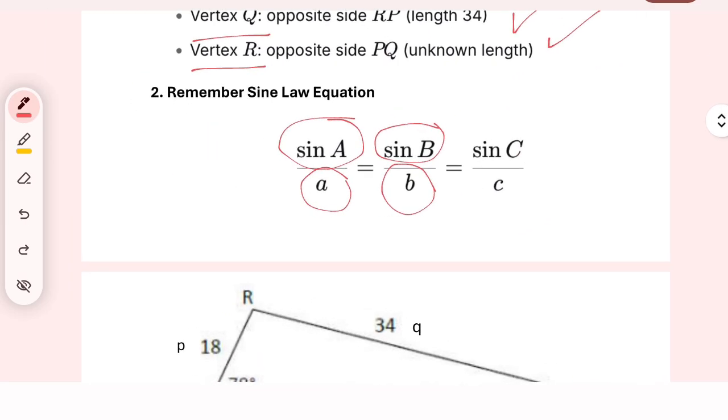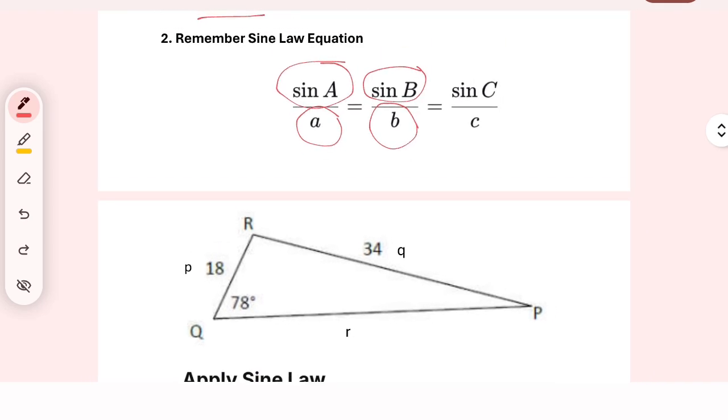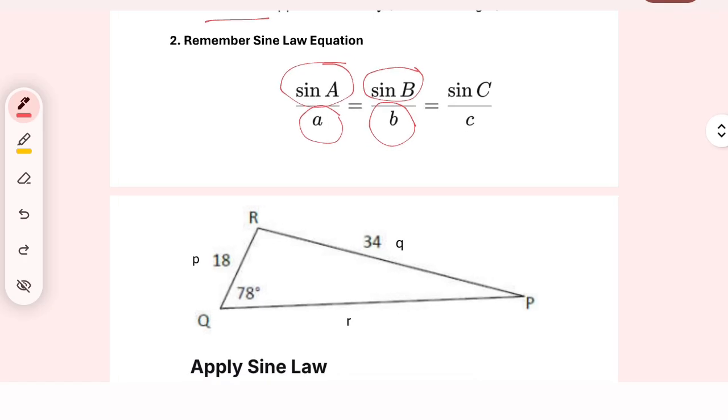Let's go back to our problem. Here's the triangle. We can designate the sides now. If this is big Q, the angle 78, the small q is its opposite side, so we designate the given 34 as small q. If this is big P, the opposite side is small p, and it is given as 18. This angle is R, which is unknown, so the opposite side is small r.